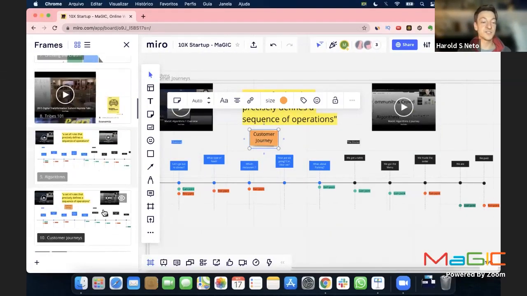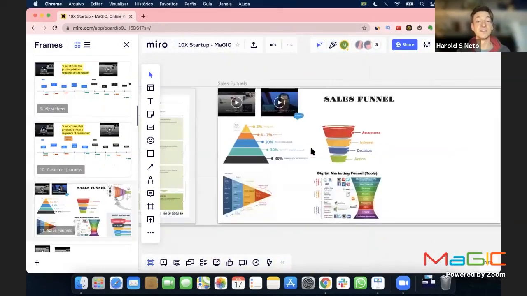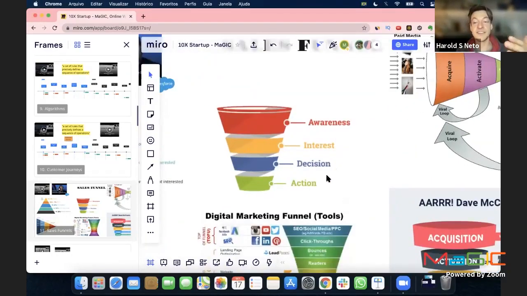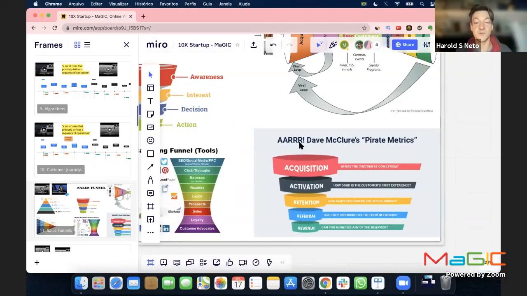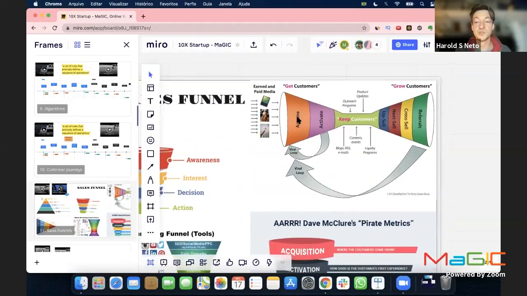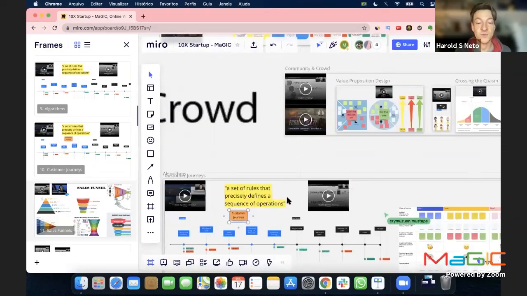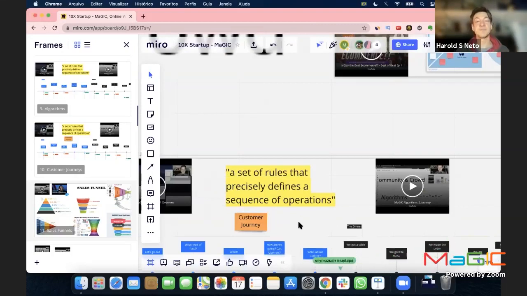Now, you understand your customer journey, you also see that the sales funnel is a set of rules to make you sell more. It's the same concept. The sales funnel, whether you use the AIDA concept, awareness, interest, decision, and action, whether you use the pirate metrics from Dave McClure, acquisition, activation, retention, referral, revenue, or you use the format that Steve Blank proposes with acquire, activate, keep customer, upsell, cross-sell, referral, any of those models, they are what? A set of rules that precisely defines a sequence of operations for you to sell more.